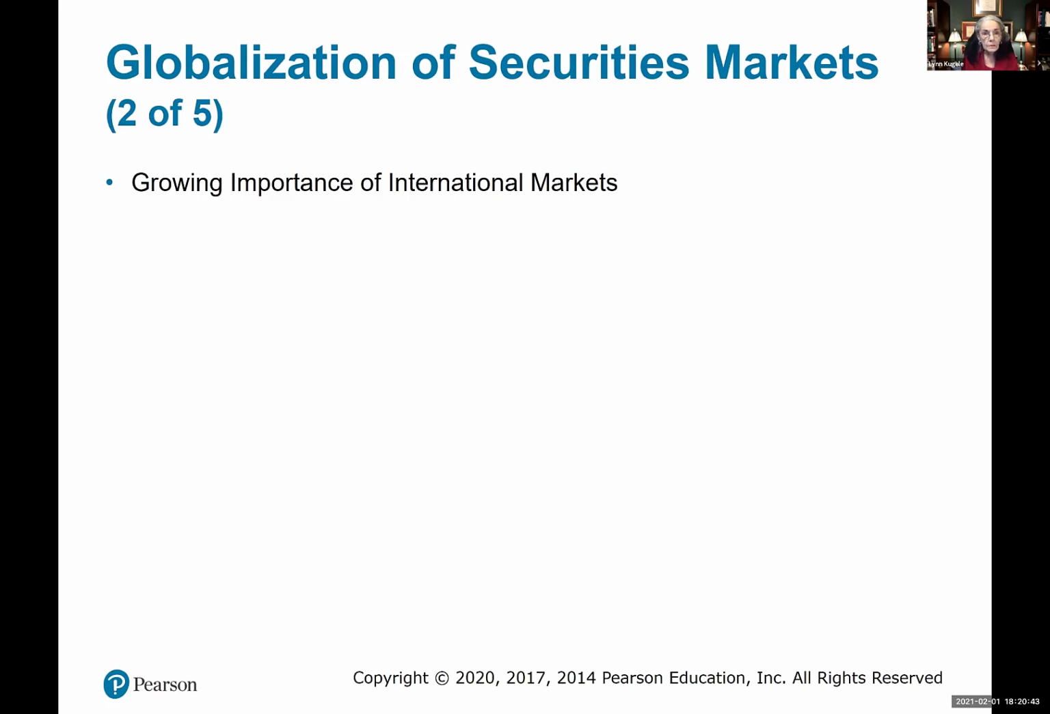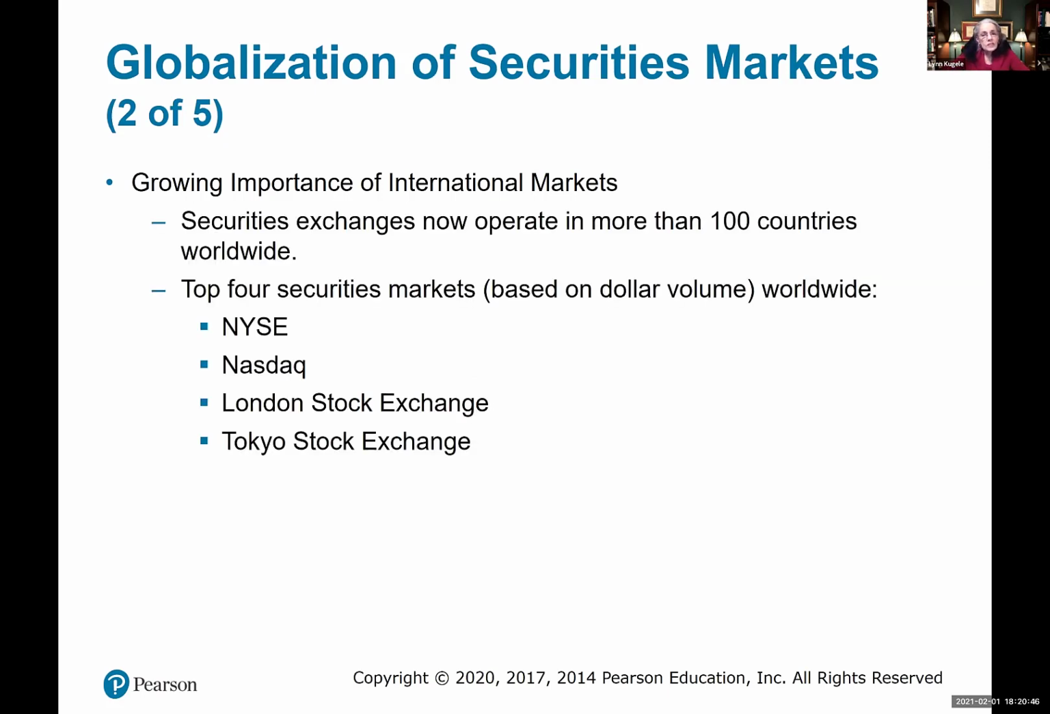International markets have gotten a lot more important. Securities exchanges operate in more than 100 countries. The top 4, you can see them: New York, NASDAQ, London, and Tokyo. Back when countries like Azerbaijan were coming out from under the Soviet Union, a lot of times one of the first things they wanted to do was create a stock market. You can do it with a small computer, because it brings in capital to the country. That's what they're trying to do.